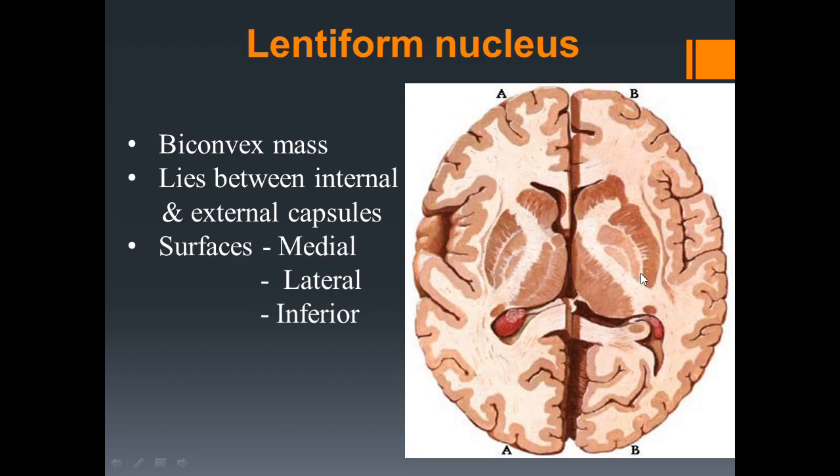So we have seen the corpus striatum has two nuclei, that is the caudate nucleus and lentiform nucleus. So this is the caudate nucleus and this is the lentiform nucleus. So these two structures constitute the corpus striatum. So the corpus striatum is a part of the basal ganglia.